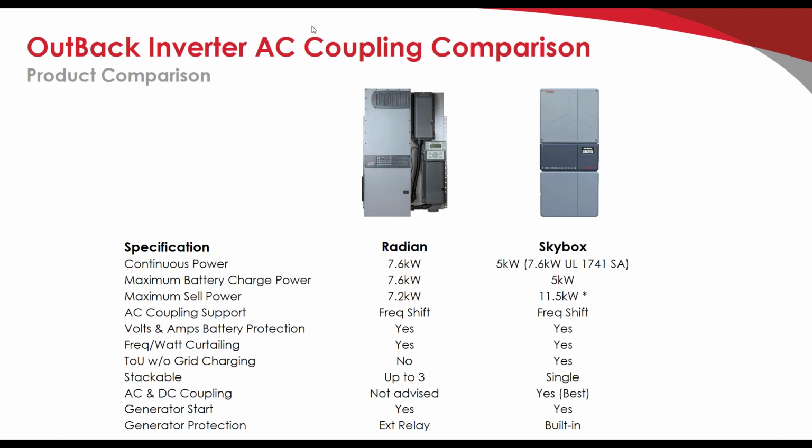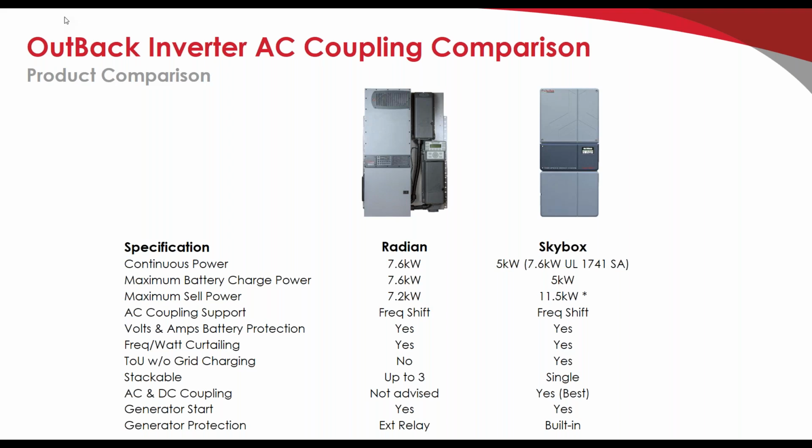Okay, here's another product comparison. Again, we're comparing Radian to SkyBox. We could throw other AC coupling solutions on here, but we've got two really good ones and two really good options for you, right? The Radian gives you 7.6 kW of continuous power compared to the SkyBox, which produces 5 kW of continuous power. And again, this is continuous power of the grid-dependent inverter.